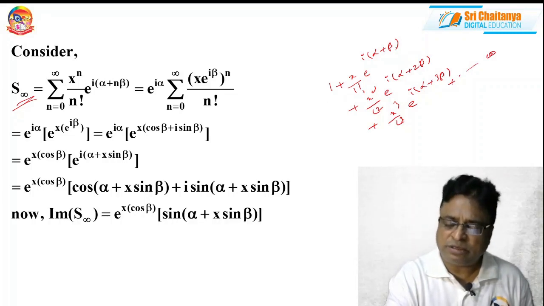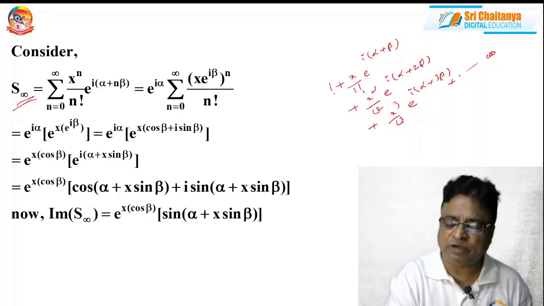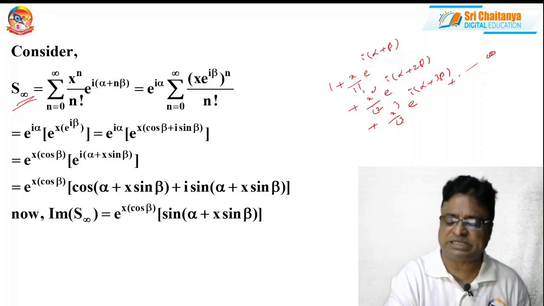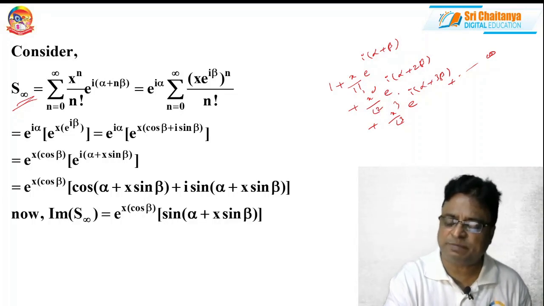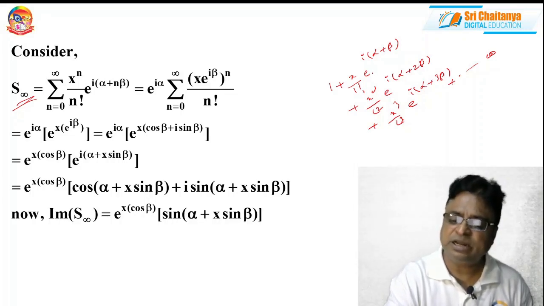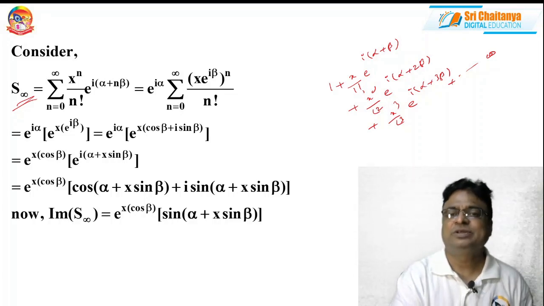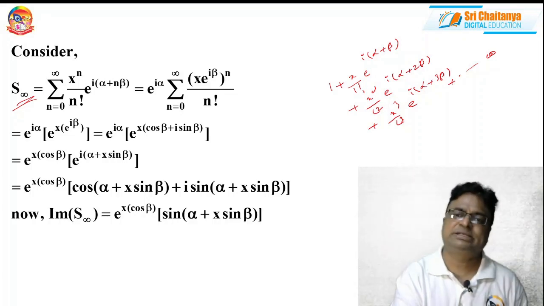What is the real part of this entire series? The real part is 1 plus x by factorial 1 cos(alpha plus beta) plus x square by factorial 2 cos(alpha plus 2 beta) plus x cube by factorial 3 cos(alpha plus 3 beta) and so on. What is the imaginary part? Sin(alpha plus beta) plus x square by factorial 2 sin(alpha plus 2 beta) and so on. That's why I have considered this.